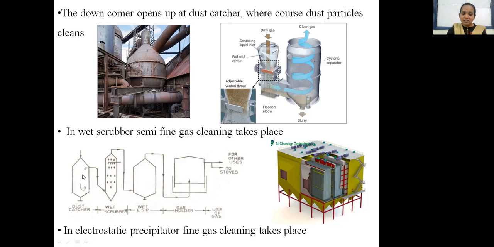Next, how? There are perforated wooden plates assembled. Gas will be moved in upward direction. Water will be sprayed from the top. So whatever dust particles may be present in the gas can be collected here in the form of slurry.